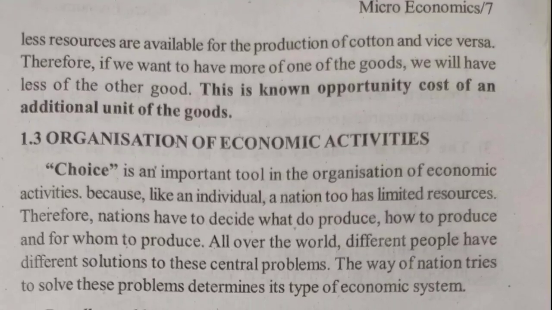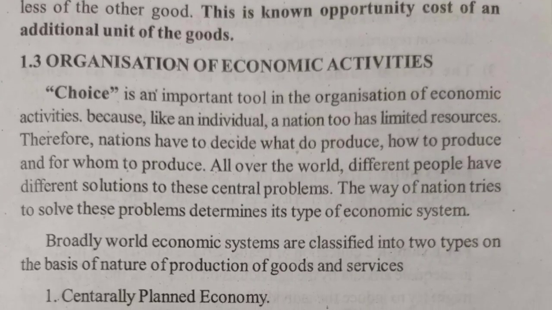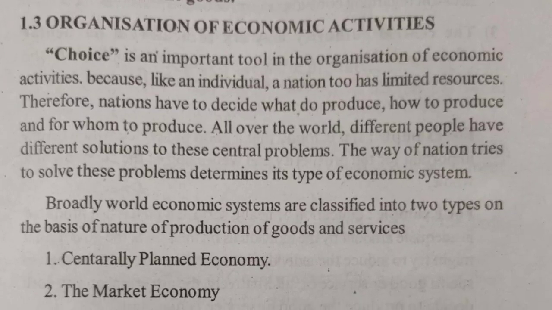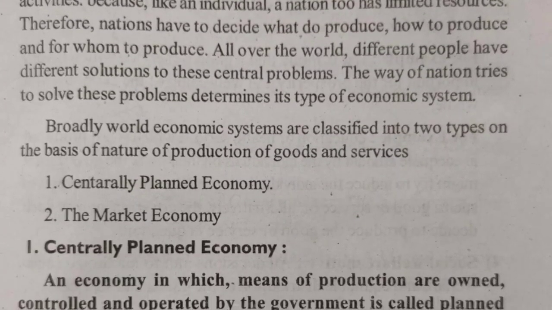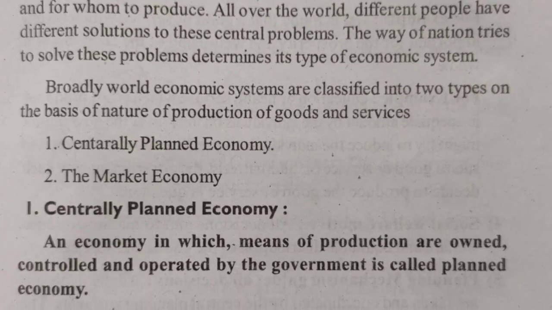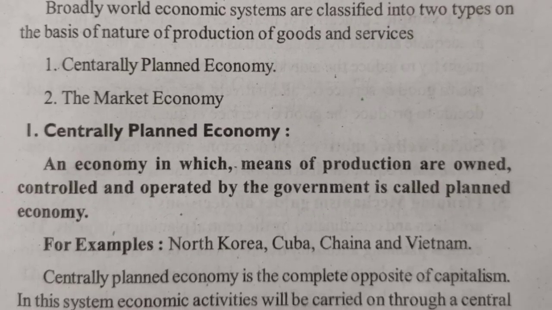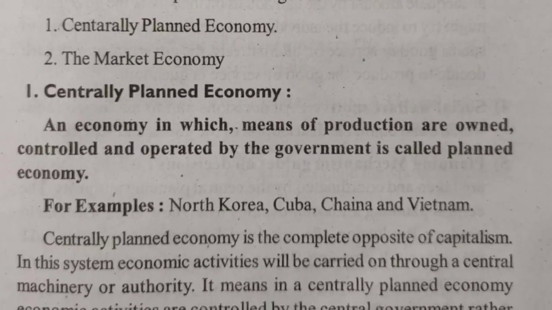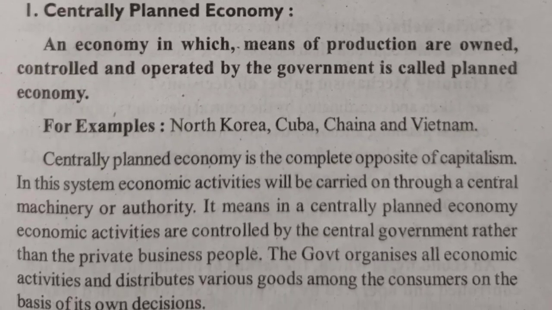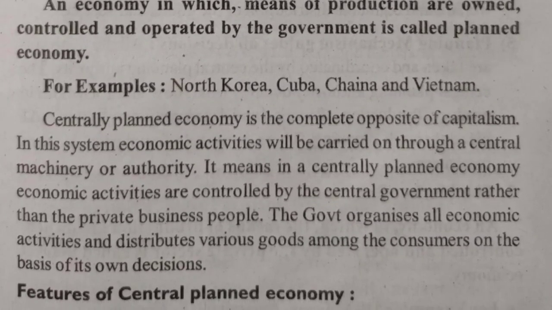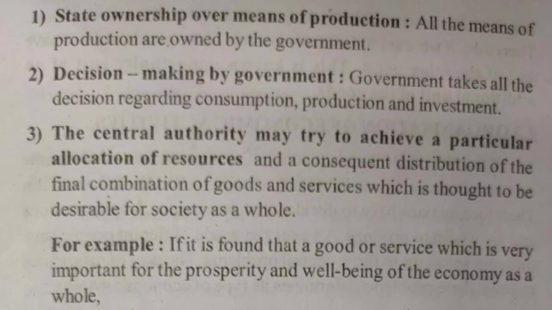Next topic we have here is the organization of economic activities. Here, guys, the world economic systems are broadly classified into 2 types on the basis of the nature of production of goods and services. Listen to what I am saying here. The centrally planned economy and the market economy. The centrally planned economy is controlled by the government and the market economy is controlled by private.